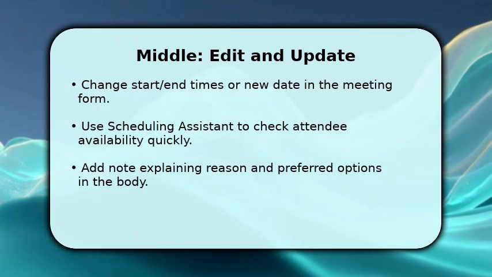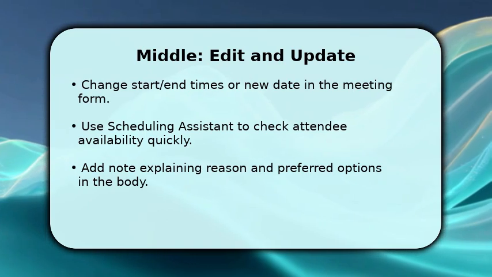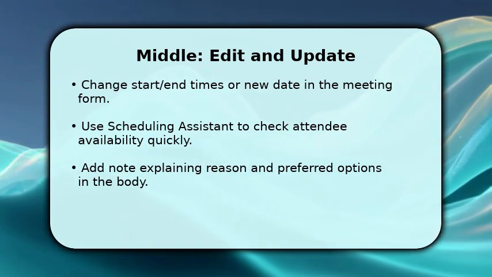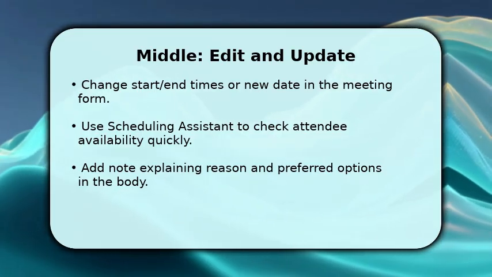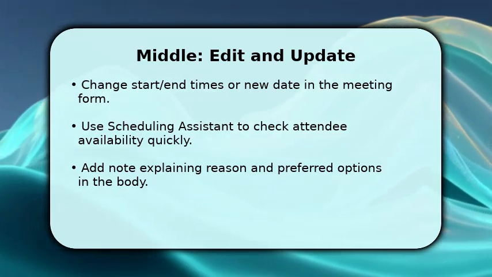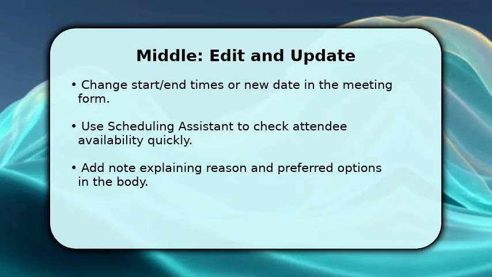Now change the date and start/end times in the meeting form and use the scheduling assistant to confirm attendee availability. If conflicts appear, pick the best compromise and list backup options in the body so recipients see alternatives.